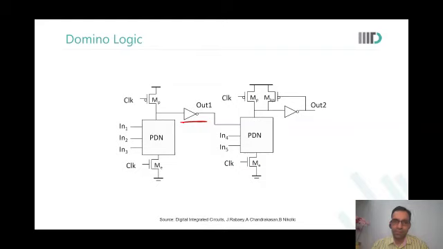Yes, sir. So this is called domino because until out 1 goes to 1, the second PDN will not evaluate. So only after the first PDN has evaluated will the second PDN evaluate, then the third PDN evaluate, then the fourth PDN evaluate. That is why it is called domino logic. Okay. Yeah, questions. So Tarun.